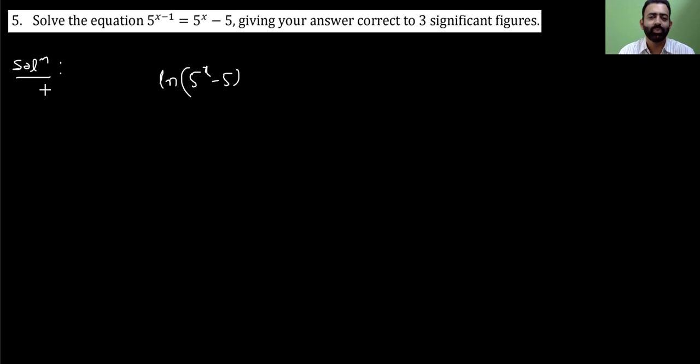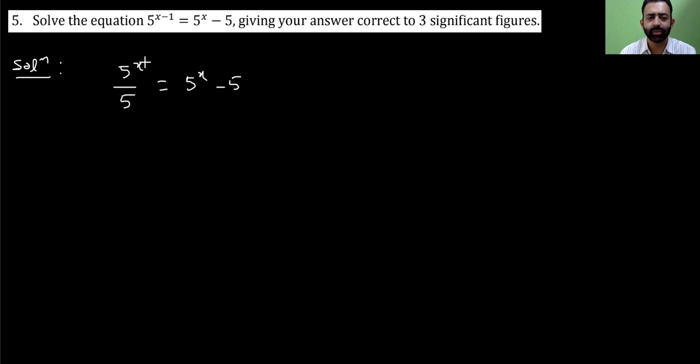So what you need to do? Okay, so in these types of questions what you have to do is just transfer the variable to one side. Just keep the variable as 5 raised to power x, right? So how can we do this? I will write this 5 raised to power x minus 1 as 5 raised to power x upon 5, okay, is equal to 5 raised to power x minus 5.